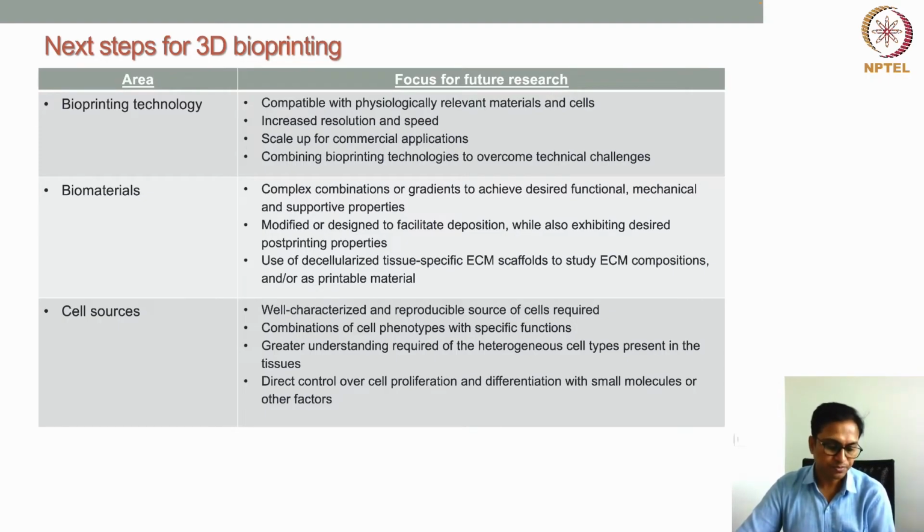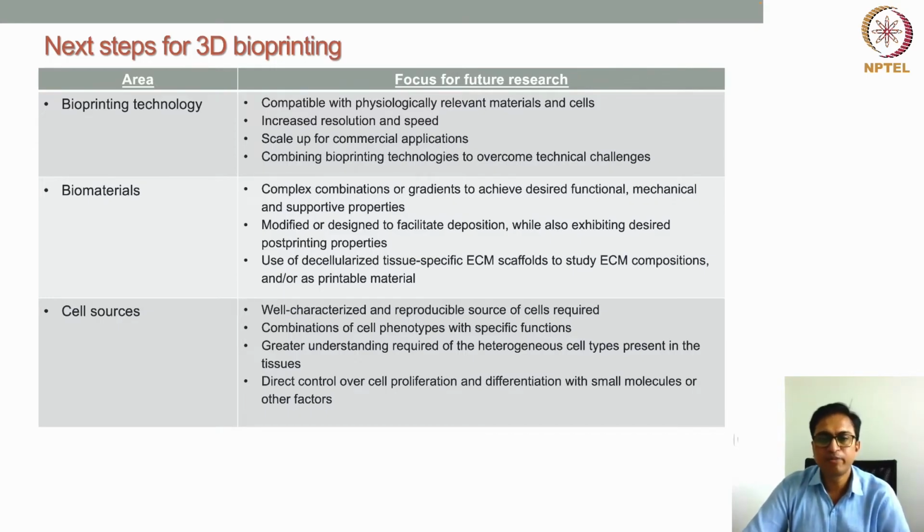So the speed of the system has to be optimized without compromising the cell viability and the resolution of the printed structures. Though we have to increase the resolution, we also have to improve the speed. Again, these two are contradictory, because if our resolution is very high and we print very fine structures, that can lead to a delay in the printing process. So we have to come up with some technology where the resolution can be better along with the speed.